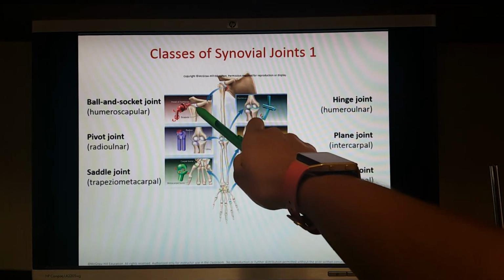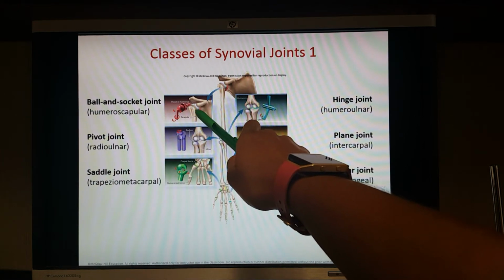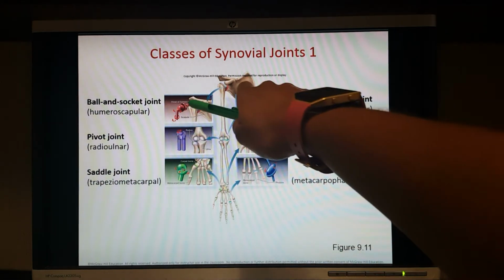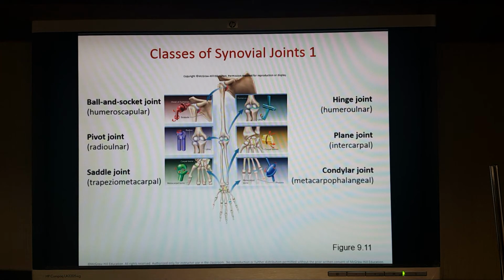So the ball is on the head of the humerus, and then the socket is the glenoid cavity made with the scapula. So this is actually your joint that has the widest range of movement because it's very shallow and allows for a lot of movement in that area. So a lot of free range, and it's kind of loose. So it allows for those bones and muscles and everything to have the freedom and space to move around.